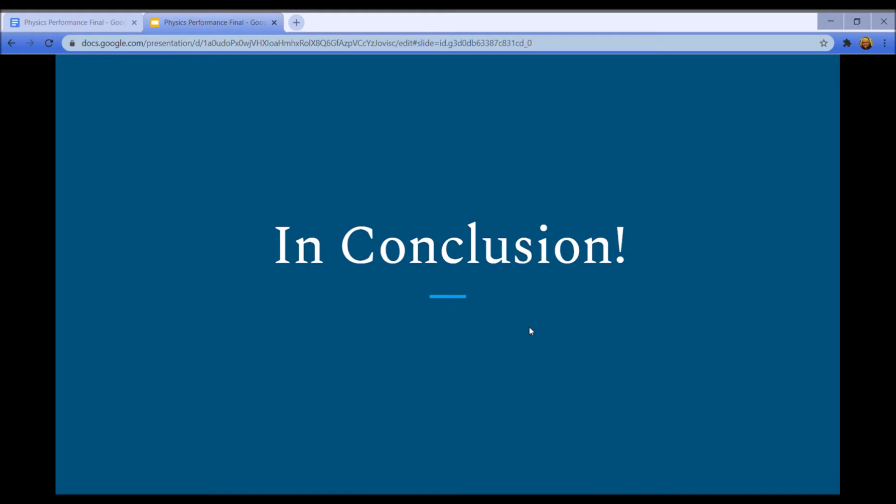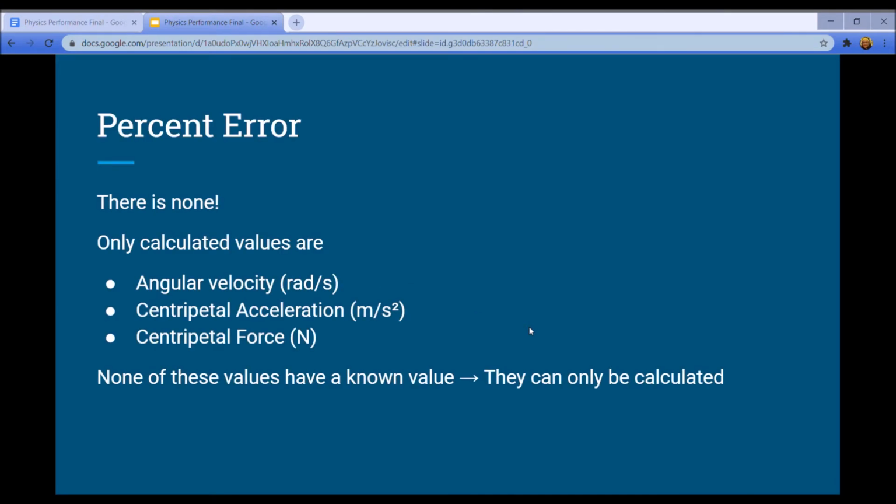Now, for the conclusion of this lab, for the percent error, there really isn't any, because the only calculated values that we really put in the data table are the angular velocity, which is in radians per second, I just converted it from revolutions per minute that was in the lab, the centripetal acceleration, and the centripetal force. None of these values have a known value because I wasn't able to record them while in the lab, and as a result, they can only be calculated. So there's no way to calculate a percent error from that.